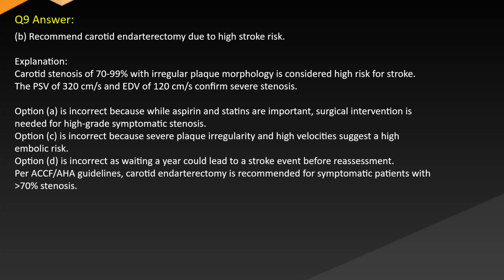Explanation: carotid stenosis of 70 to 99% with irregular plaque morphology is considered high risk for stroke. The PSV of 320 centimeters per second and EDV of 120 centimeters per second confirm severe stenosis. Option A is incorrect because while aspirin and statins are important, surgical intervention is needed for high-grade symptomatic stenosis.